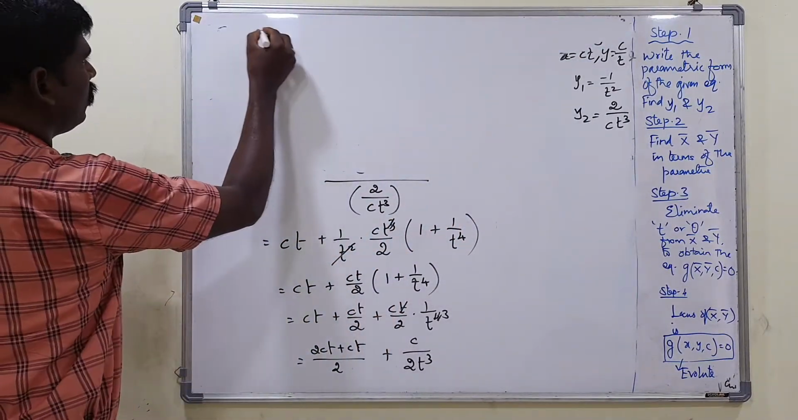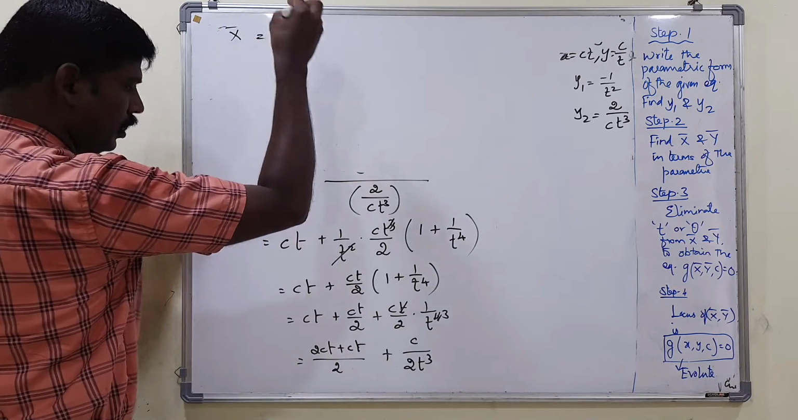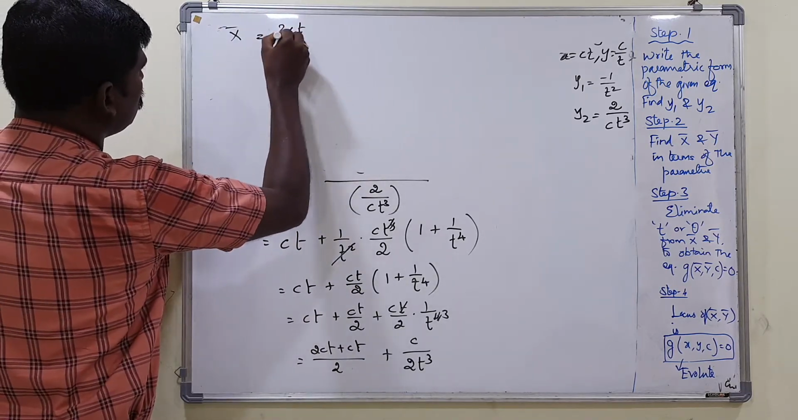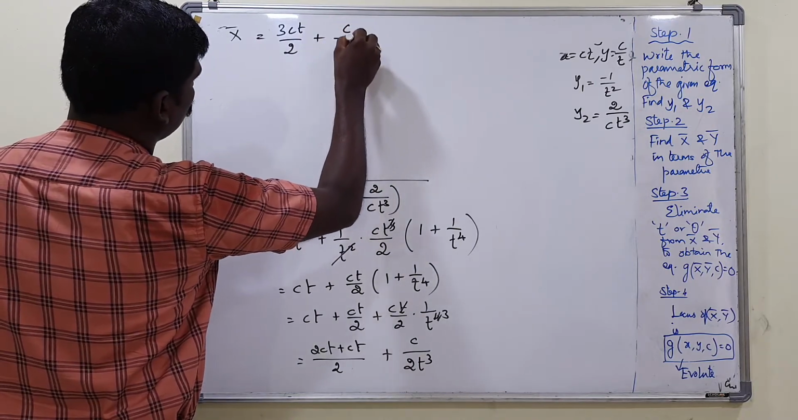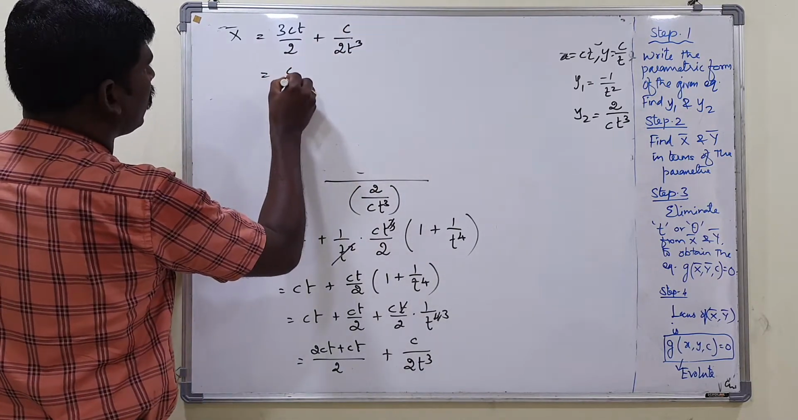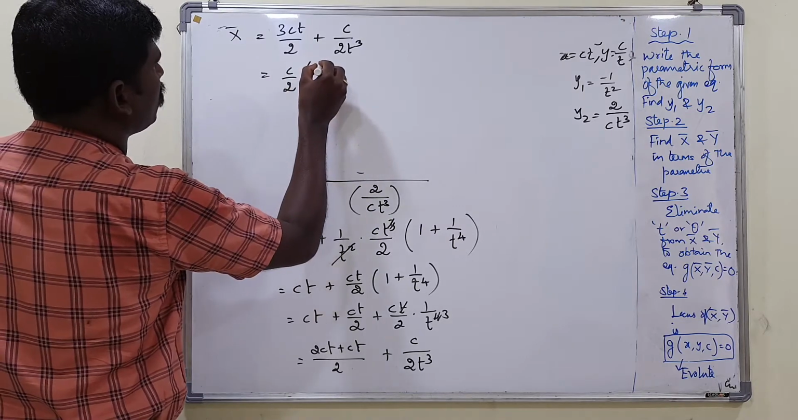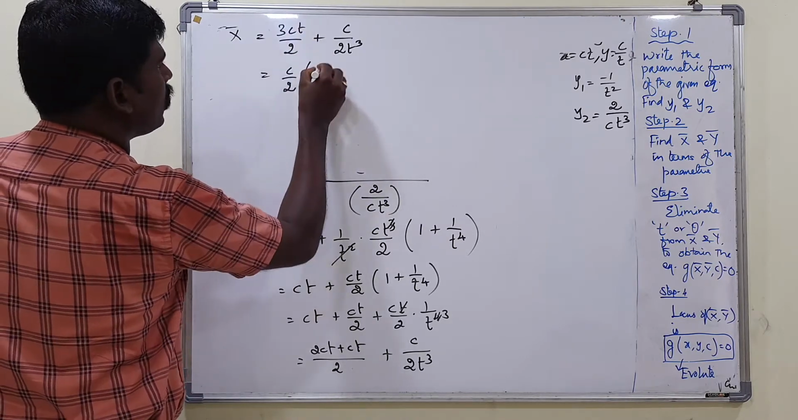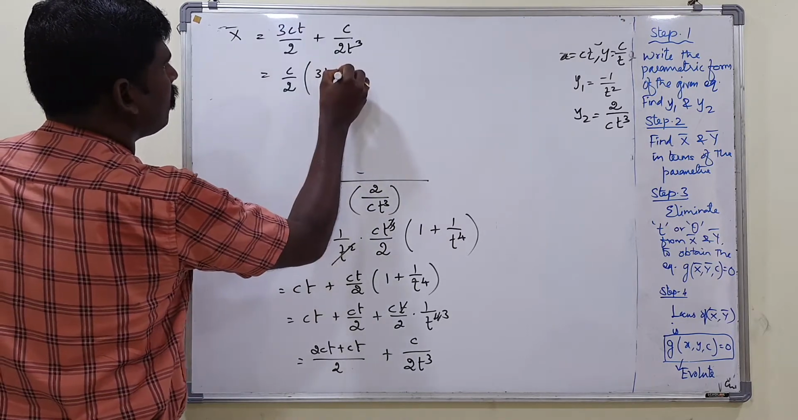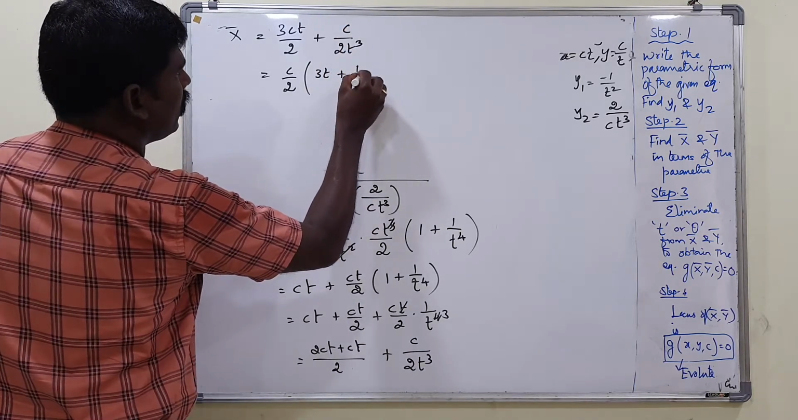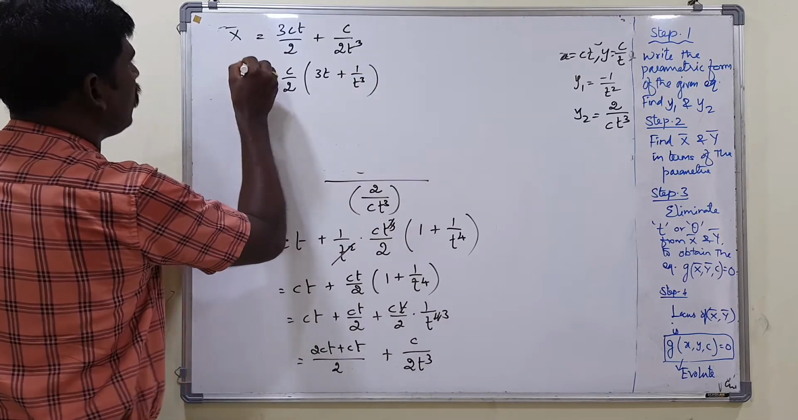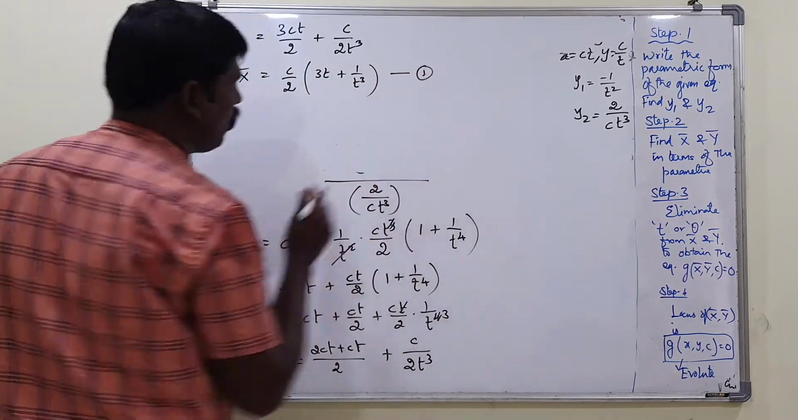So x bar is equal to 3ct by 2 plus c by 2t cube. Here we can take c by 2 as common from both of the two terms. Okay, c by 2 is common. So what is remaining? 3t in the first term plus, c by 2 is taken as common, so 1 by t cube in the second term. This is the value of x bar. I call it equation number 1.